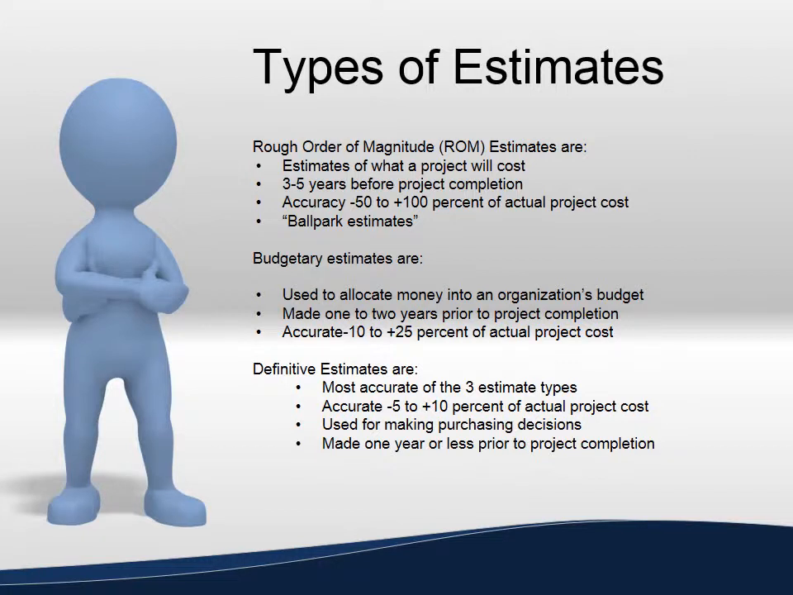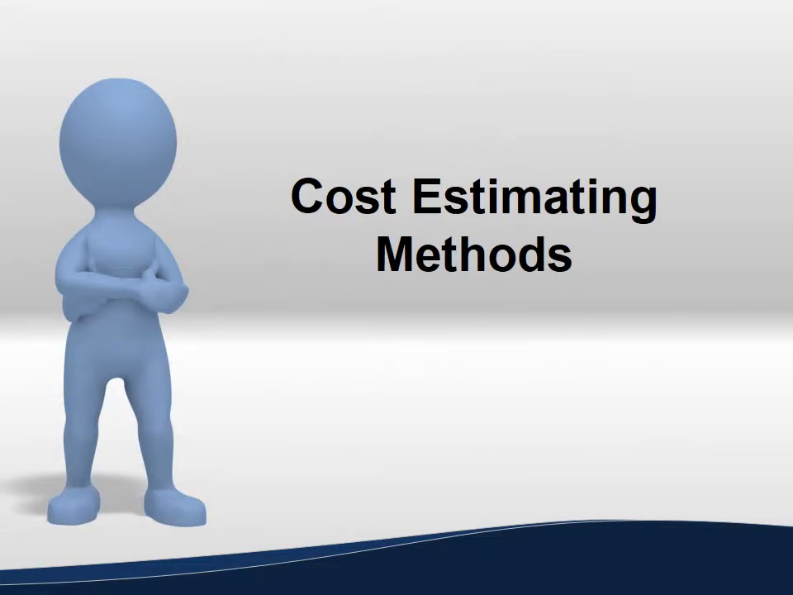Budgetary estimates are used to allocate money into the organization's budget. These are made 1 to 3 years prior to project completion. They are accurate to -10 to plus 25% of the actual project costs. Definitive estimates are the most accurate of the three estimate types and are accurate to -5 to plus 10% of the actual project cost. These are used for making purchasing decisions and are made 1 year or less prior to the project completion.